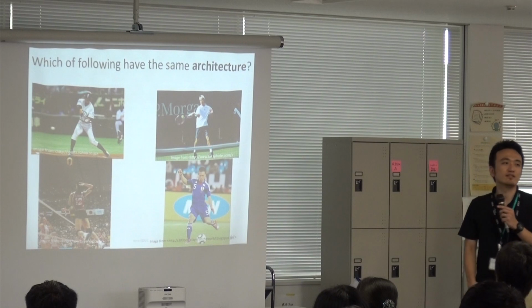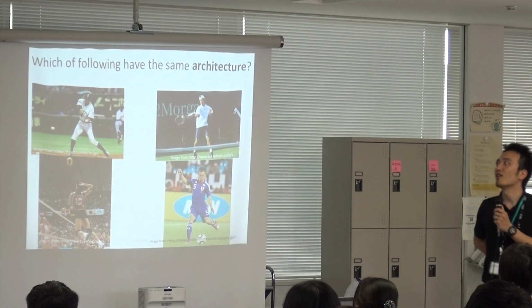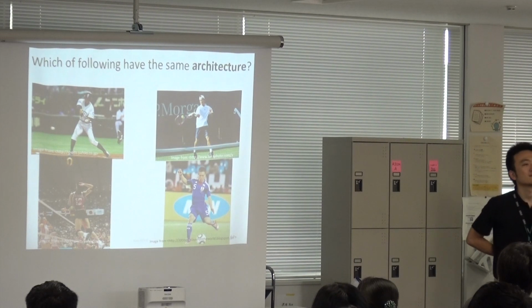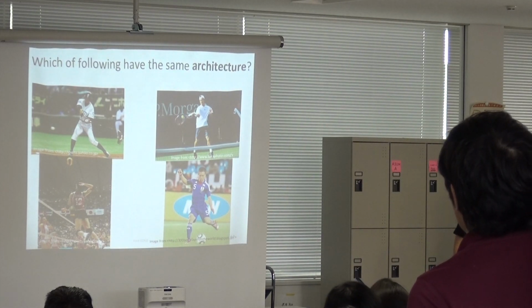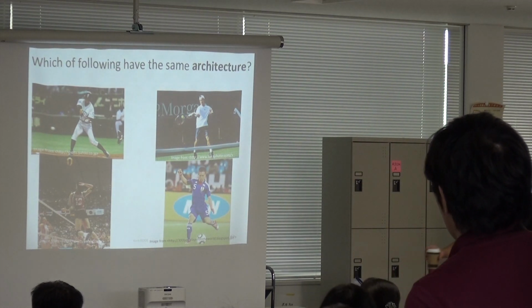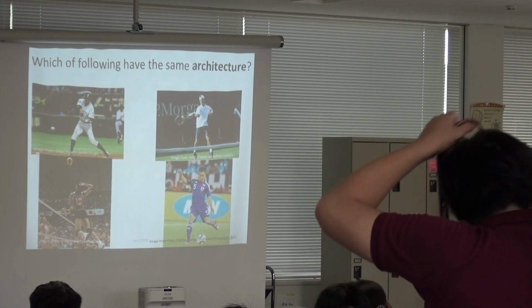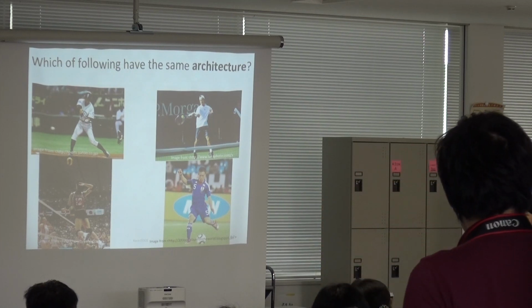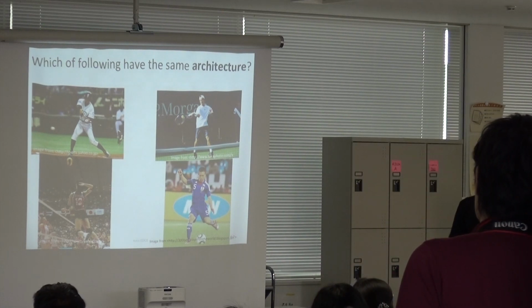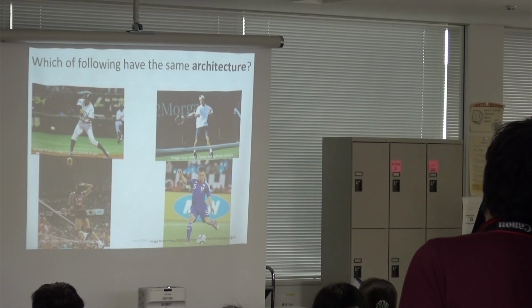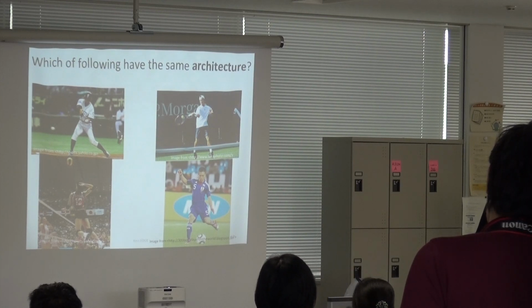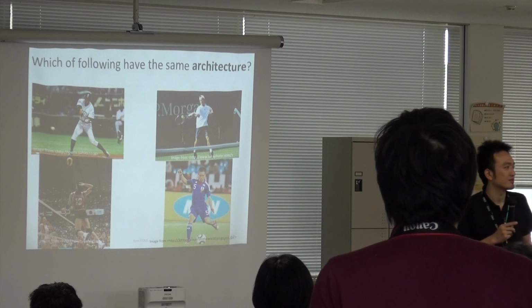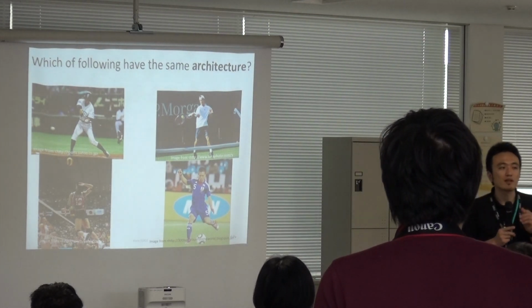Pop quiz again. Which of the following have the same architecture? And your packet has the answer, so don't look. Anybody? Okay, the above two and then the bottom two. Why? Because the above two use an instrument, a tool. Yes, but the bottom two are just hand or foot. It's a bare hand or a bare foot. Of course they're wearing shoes or something, but right, okay. That's one perspective.